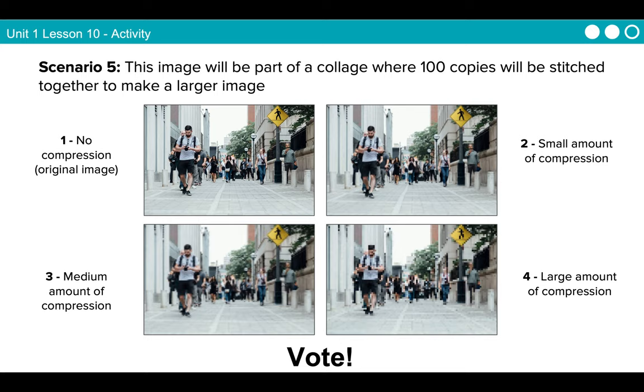All right, scenario five. This will be part of a collage where 100 copies will be stitched together to make a larger image. Well, you've probably seen those collages where they stitch lots of images together to make a larger image. Those images are reduced in size anyway, and it's not really looking for the quality of the image. It's looking for an overall color consistency of the entire image throughout. So we could easily get away with number four for this. If you could look at the number four image here and maybe squint at it a little bit, just put it slightly out of focus. And what do we got?